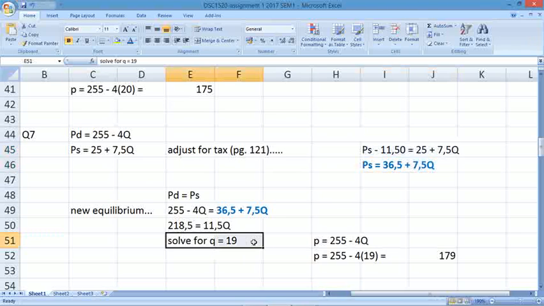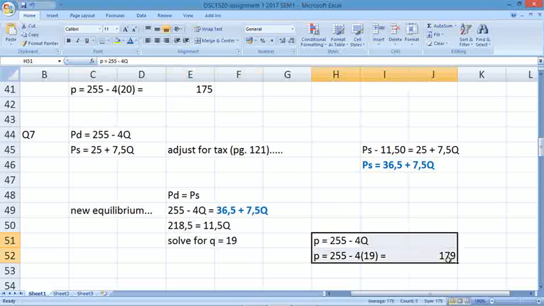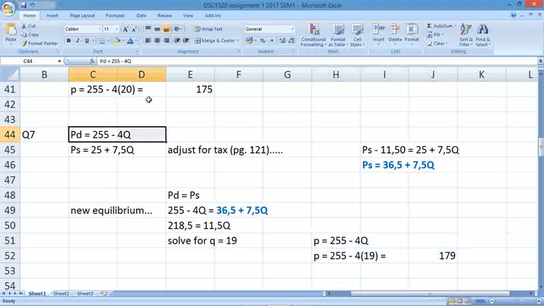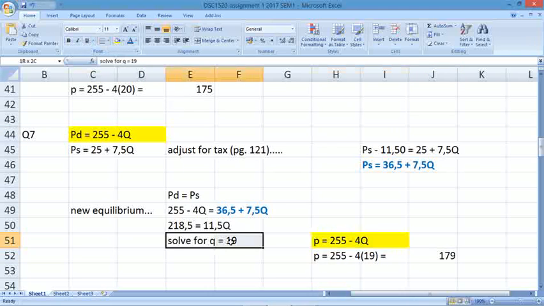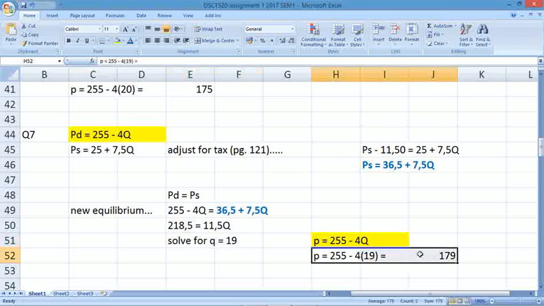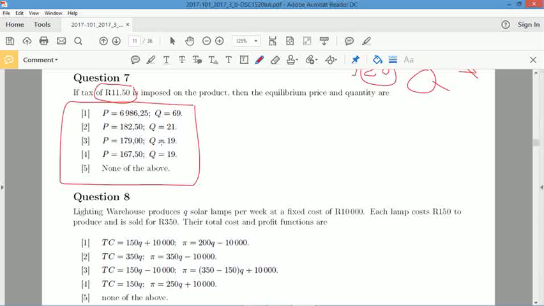If you solve for Q, you get 19. After having solved for Q, you substitute into one of the equations to calculate P. So I used that equation to calculate P, substituting the answer of 19 in there, and that gave me 179. So Q is 19 and P is 179.